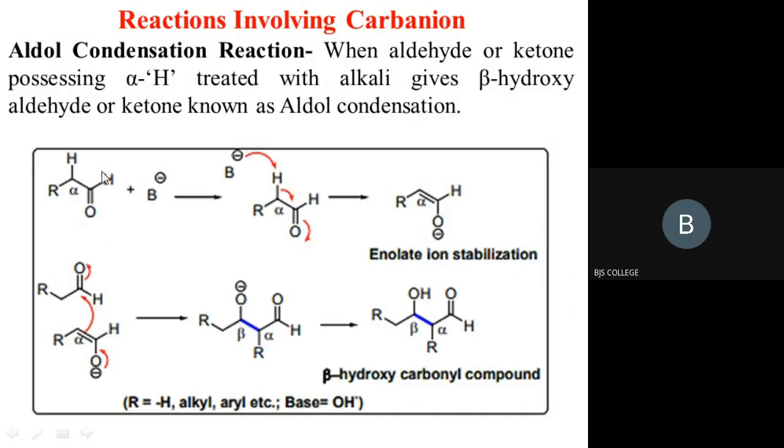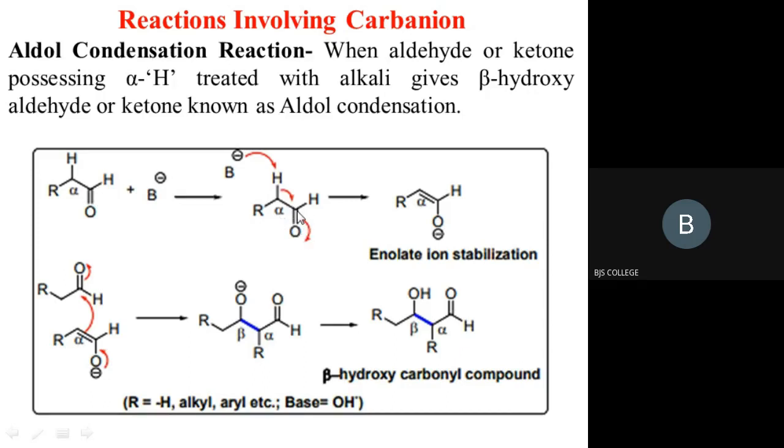This is your aldehyde. This is a CHO group containing compound, and the carbon to which this functional group is attached is called the alpha carbon. Hydrogen attached to this alpha carbon is alpha hydrogen. When treated with base, the hydrogen can be easily removed by this base to form a carbanion. So here we are showing the mechanism that the base takes up this hydrogen and this pair of electrons can be stabilized over this carbonyl group.